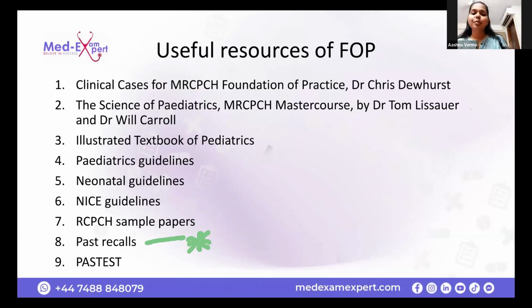You need to pick up high-yielding topics from the recall, sit with those topics, open both books, the illustrated textbook and Science of Pediatrics, read through that topic extensively, make notes, solve questions on the topic from the question bank, and then you are ready with that subtopic. This is how recall helps you in picking up high-yield topics, and it also helps you understand what kind of question they like to ask, right?